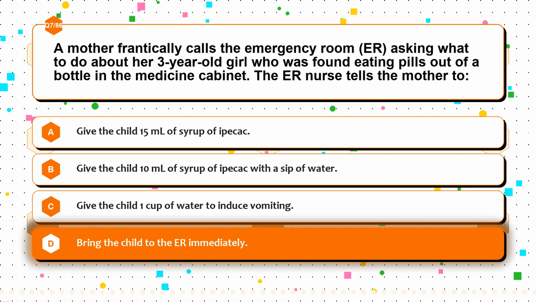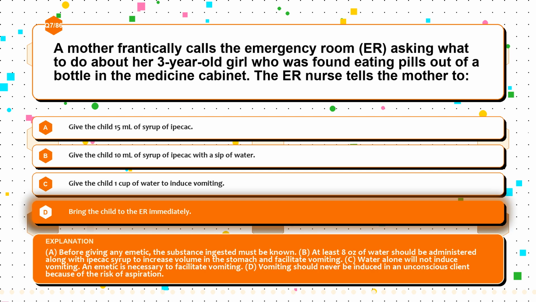The correct answer is option D. Bring the child to the ER immediately. Before giving any emetic, the substance ingested must be known. B. At least 8 oz of water should be administered along with ipecac syrup to increase volume in the stomach and facilitate vomiting. C. Water alone will not induce vomiting. An emetic is necessary to facilitate vomiting. D. Vomiting should never be induced in an unconscious client because of the risk of aspiration.